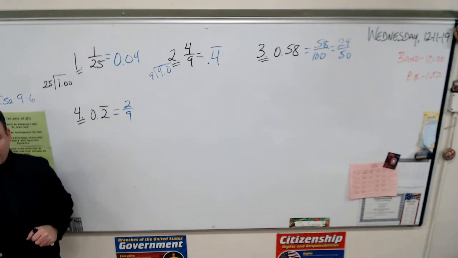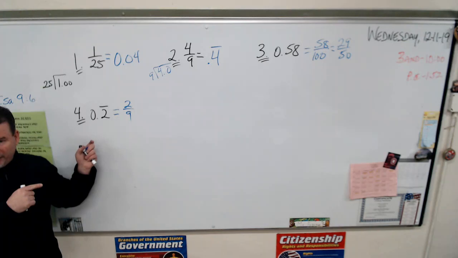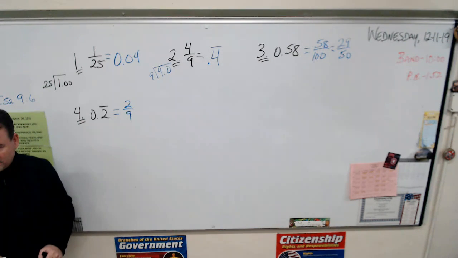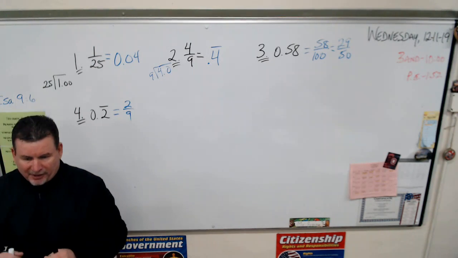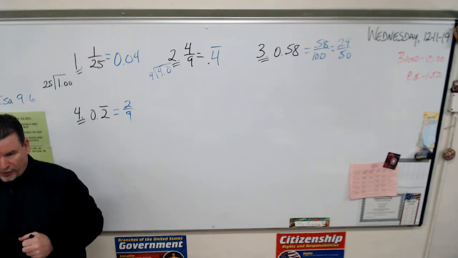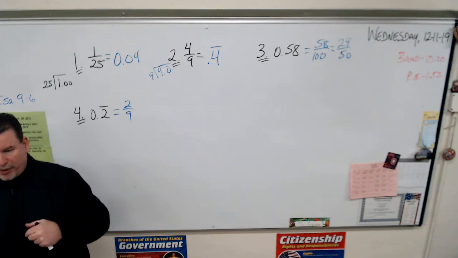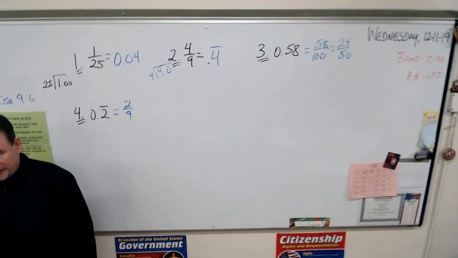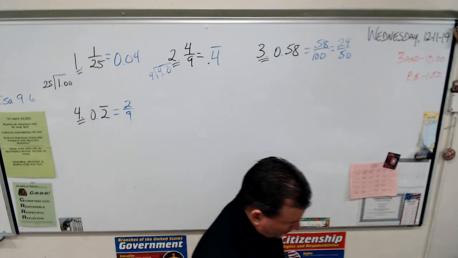2/9 is 0.2 repeating. Therefore, 0.2 repeating is 2/9. You sure you got that? 7/9. Give me the decimal. 0.7 repeating. Okay, so now let's reverse it. Ready? 0.7 repeating. Give me the fraction. 7/9. That's it. Get that down pat.